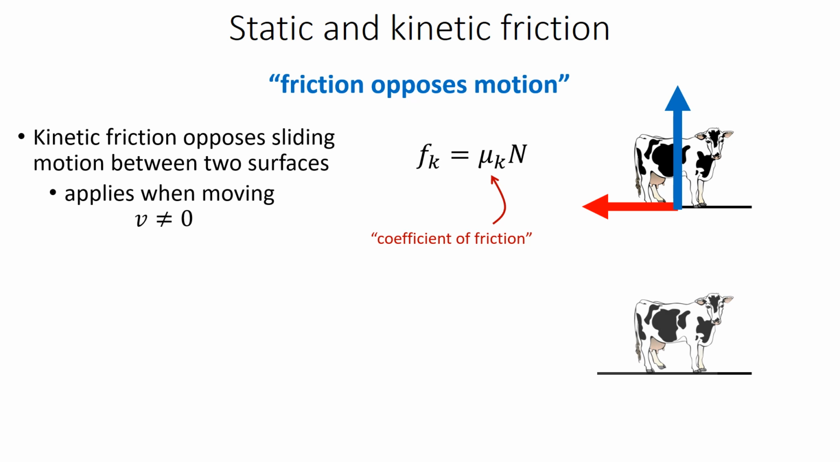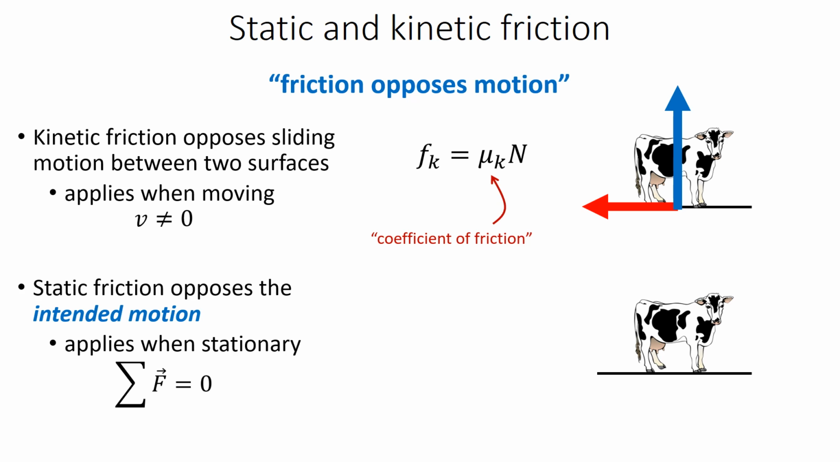If, however, there is no motion, friction can still be present. In the stationary case, we call it static friction. Static friction doesn't have a regular formula simply because we need to obey Newton's first law. If there is no acceleration, then the net force must be 0.